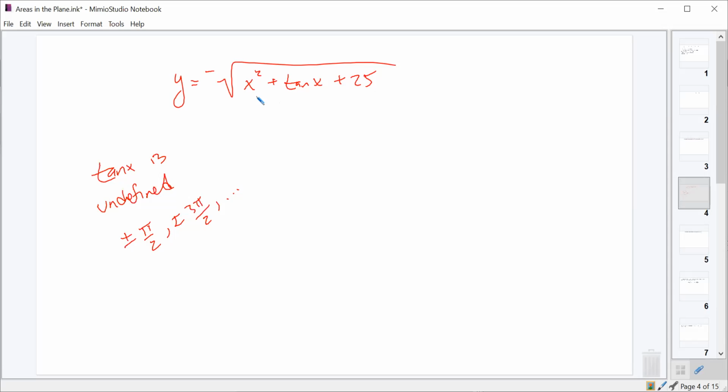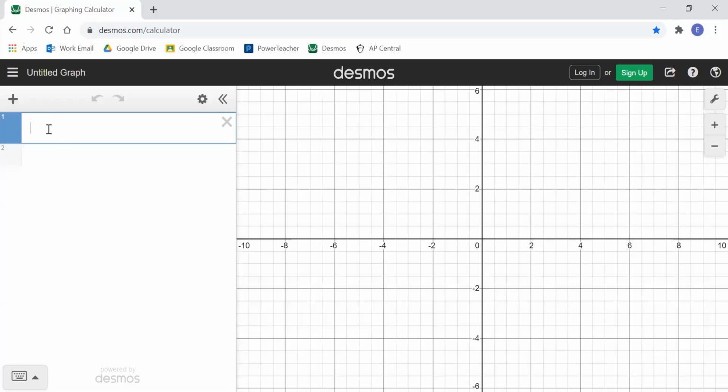Second thing is that what's inside of here, x squared plus tangent x plus 25, must be greater than or equal to 0, right? So we can't take the square root of anything that's negative. So we got to figure out when that particular function is positive. And since that's not something that we can do real easily without a calculator, I mean, we could approximate the x-intercept using Newton's method, but that's not necessary. We'll just graph that function, and we'll do it on Desmos here.